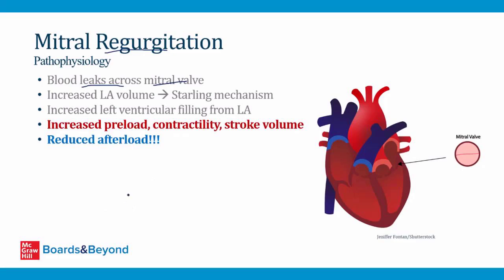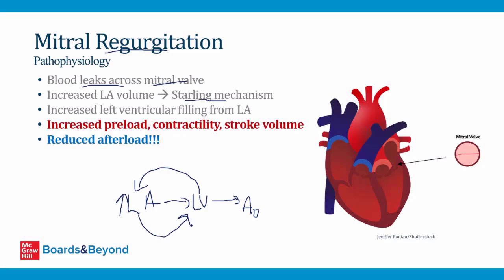So remember that blood is supposed to go from the left atrium into the left ventricle, and then in systole, when the left ventricle squeezes, blood is only supposed to go in one direction, out of the left ventricle into the aorta. But if there's mitral regurgitation, then in systole, blood also goes backwards into the left atrium. This is going to increase the volume inside the left atrium, and it's going to stretch those myocytes more. And then via the Starling mechanism, they're going to contract more.